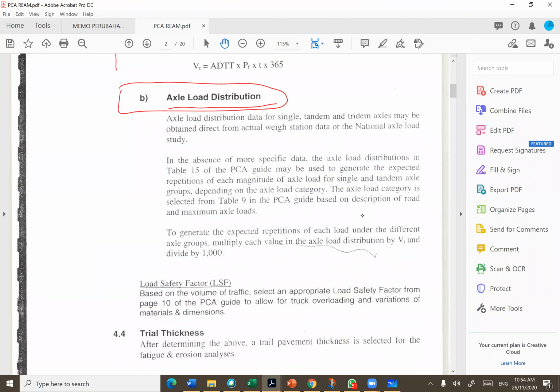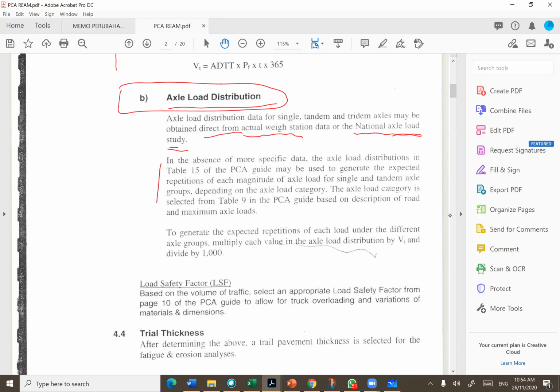Axle load distribution data for single, tandem, and tridem axles may be obtained directly from the actual weigh station data or the national axle load study. So meaning you need to conduct an axle load study, because you want to know the axle load distribution for different types of single and tandem axles. You can get it either by conducting an axle load study, or if you don't have the data, what you can do is this.